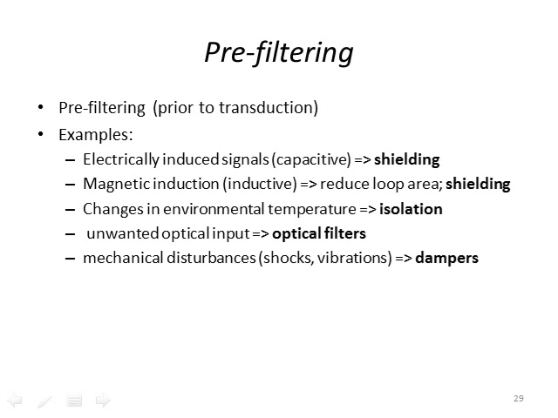Changes in the environmental temperature, you can isolate your system from temperature changes, so this is a pre-filtering type. Unwanted optical input, put an optical filter that doesn't allow the light to come to your sensor. Mechanical disturbances, which are shocks and vibrations, so you can put this on an air table and cover it from disturbances due to airflow or people walking on the floor, for example.